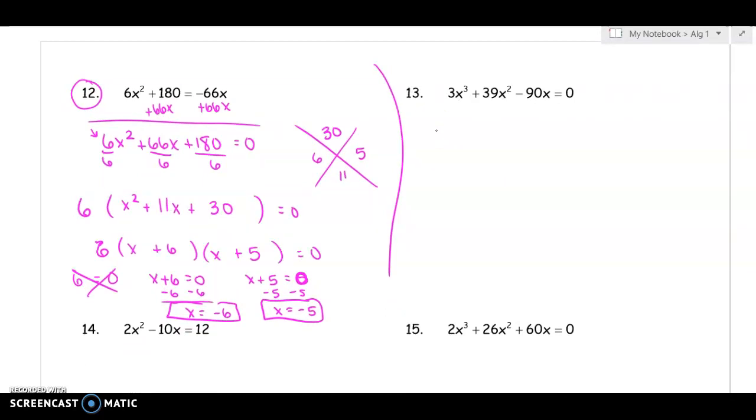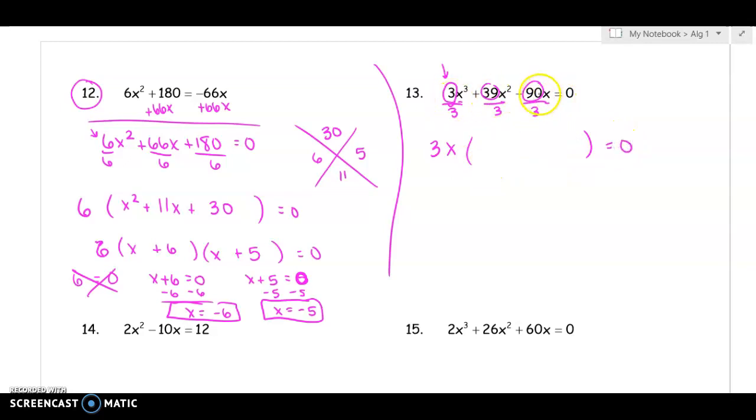Step 2 is GCF. This time you'll notice that all three of them have an x. So x is going to be part of our GCF. You take the x with the smallest exponent, which would be x to the first. They also have 3, 39, and 90. All three of those can be divided by 3. Again, usually the GCF is this number. All three of those definitely can be divided by 3. So 3 and x are my GCF. 3x is my GCF. I put two sets of parentheses equals 0.